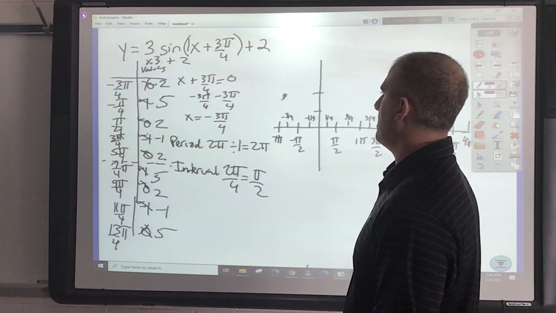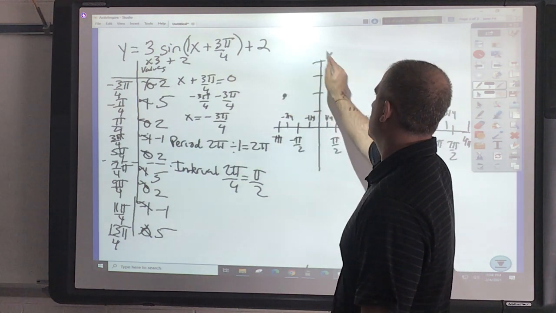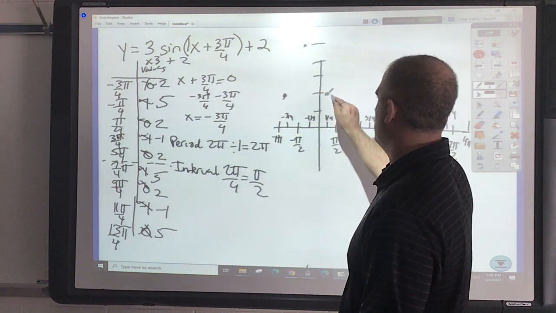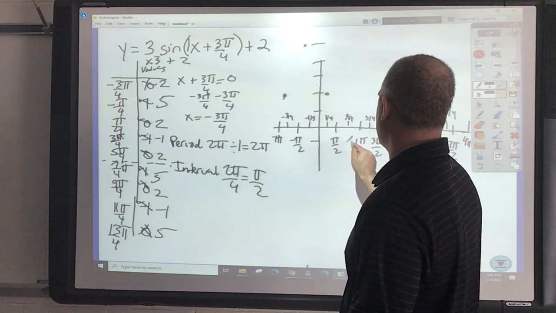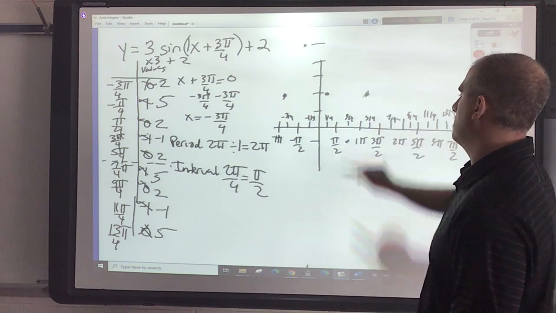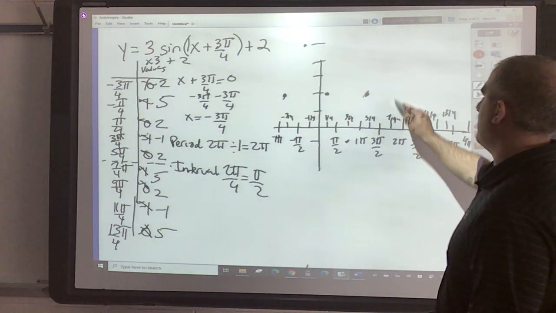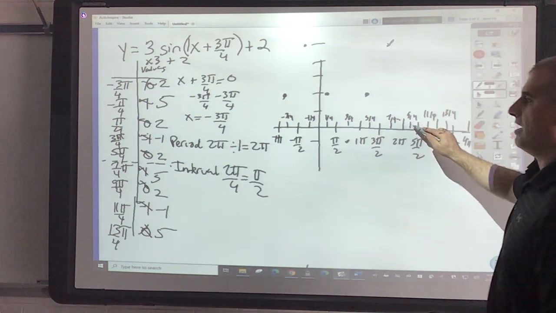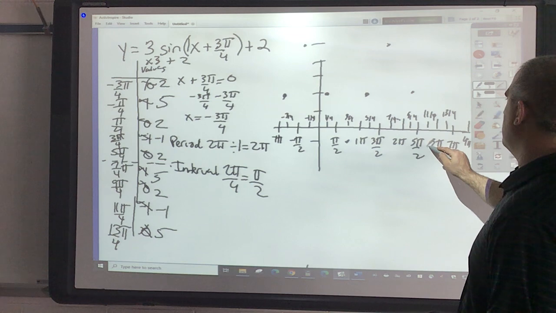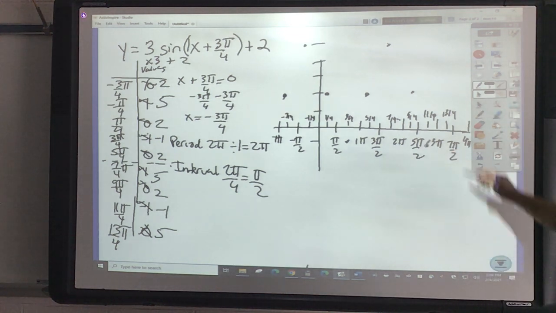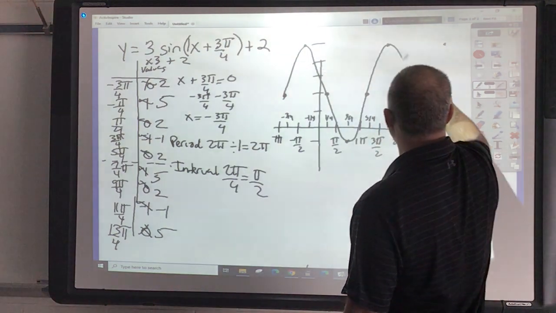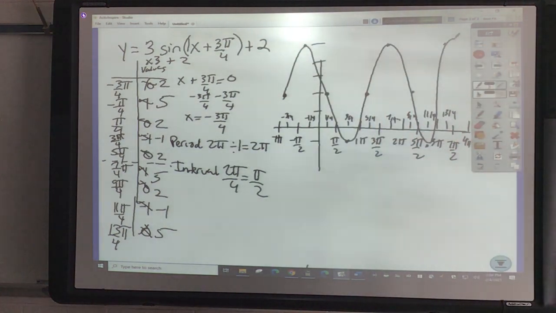At negative pi over 4, I'm at 5. At pi over 4, I'm at 2. At 3 pi over 4, I'm down at -1. At 5 pi over 4, I'm up at 2. At 7 pi over 4, I'm at 5. At 9 pi over 4, I'm at 2. Okay, 11 pi over 4, I'm at -1. And 13 pi over 4, I'm back up at 5. So this is what this looks like. Here, down to here, down to here, down to there.